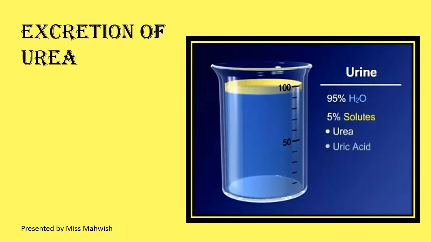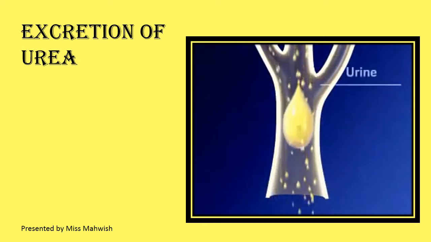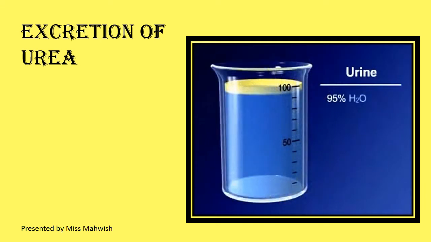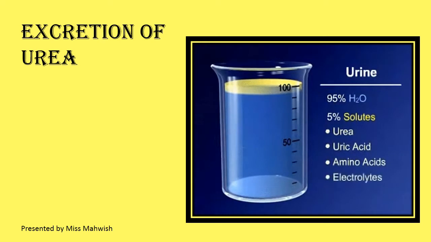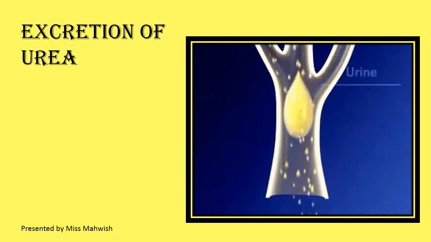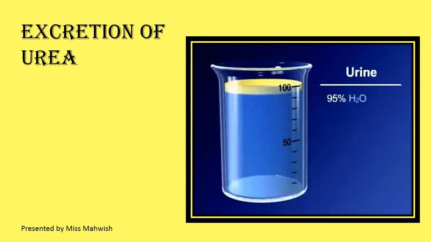Now students, there is a lot of waste present in our blood, and that has to be removed to clean the blood. Now how does this happen? This happens in the excretory system of the human being.